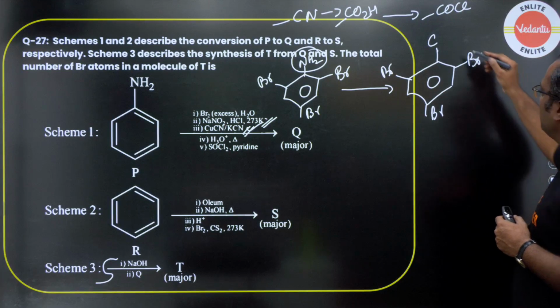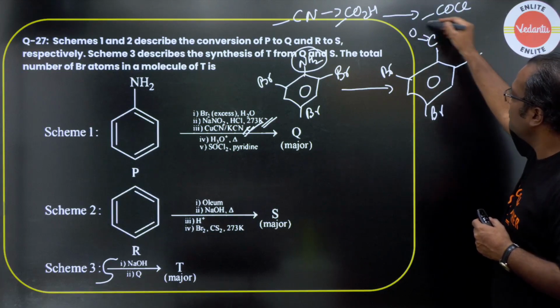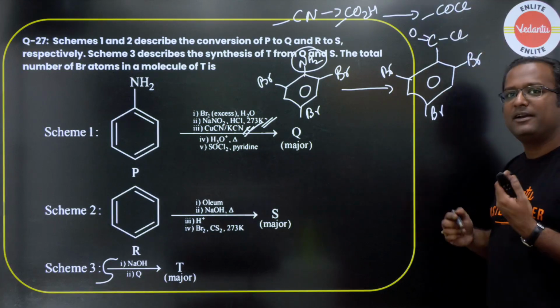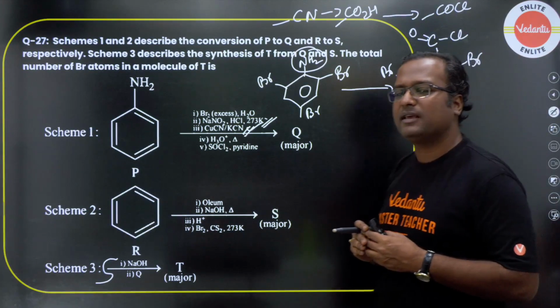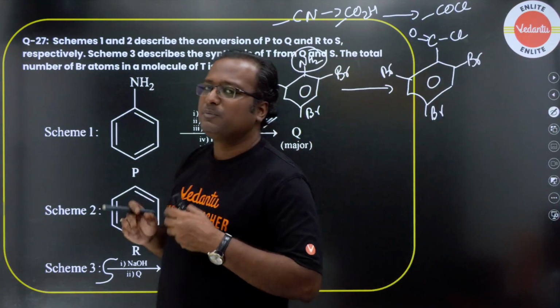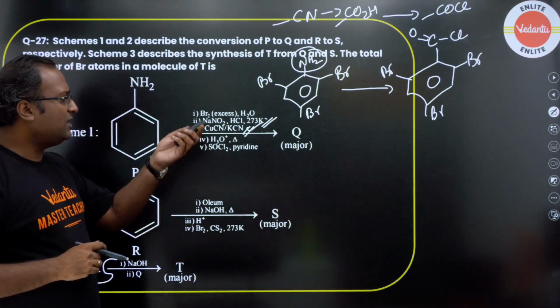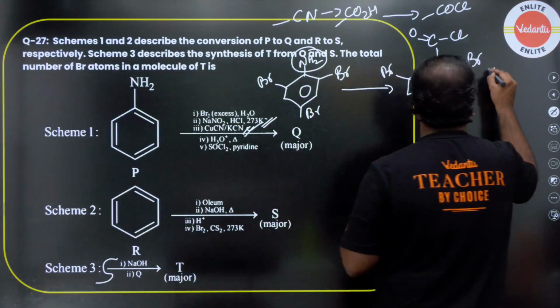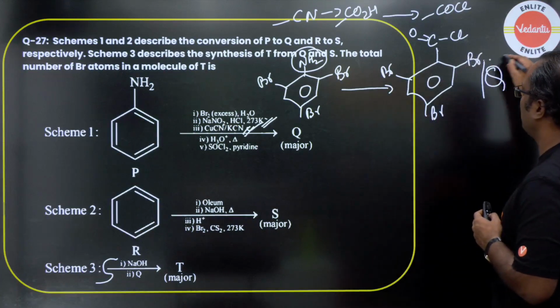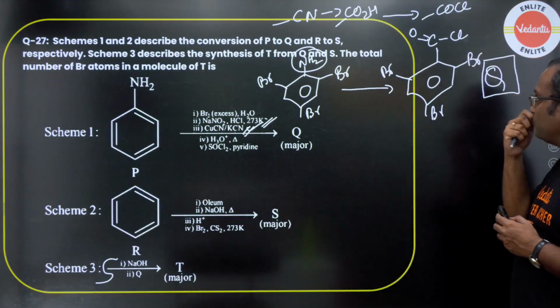Instead of cyanide here, we expect C double bond O Cl. Cyanide gets hydrolyzed, and after hydrolysis, SOCl2 substitution takes place. Instead of OH, we have Cl. So this is my compound, that is Q. Very important, we have to react in the last step Q and R together. So please remember.